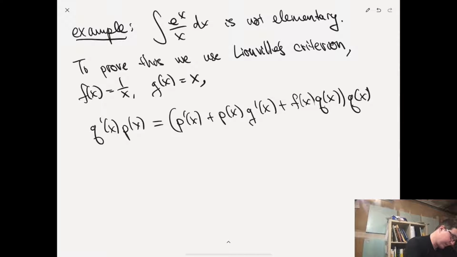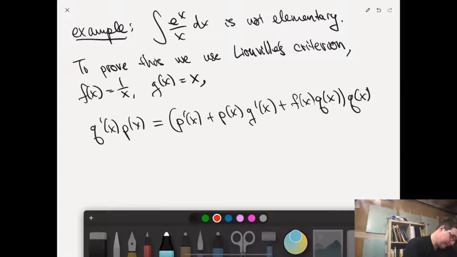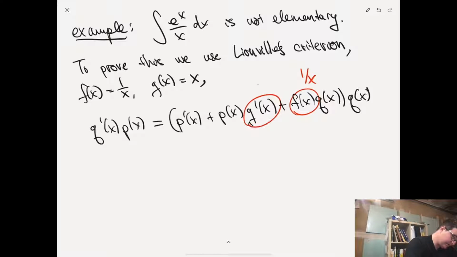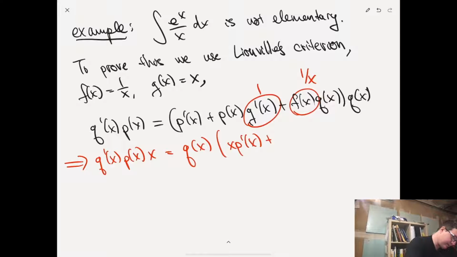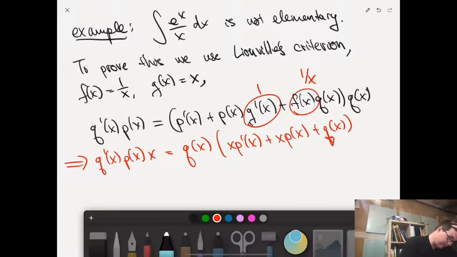So this f here is 1 over x, and this g is 1 in this particular case, right? So then we can multiply through by x to get q prime of x, p of x times x is equal to q of x, okay, xp prime of x plus xp of x plus q of x. That's a q. Okay, so we're going to do the same thing.